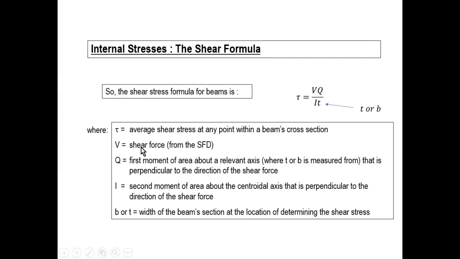So tau is the average shearing stress at the point. V is the shear force. Where do you get it? You get it from the shear force diagram. Q is the first moment of area about the relevant axis. It's a strange word, but what it means is the product of y bar multiplied by A for either of the sections, either the upper section or the lower section. I is the second moment of inertia. b or t is the width of the beam section at the location of determining the shearing stress.